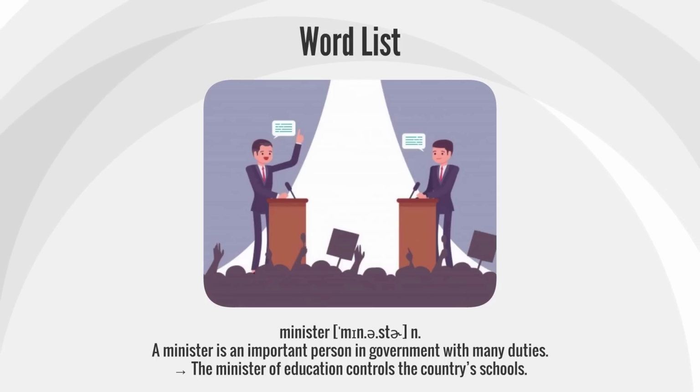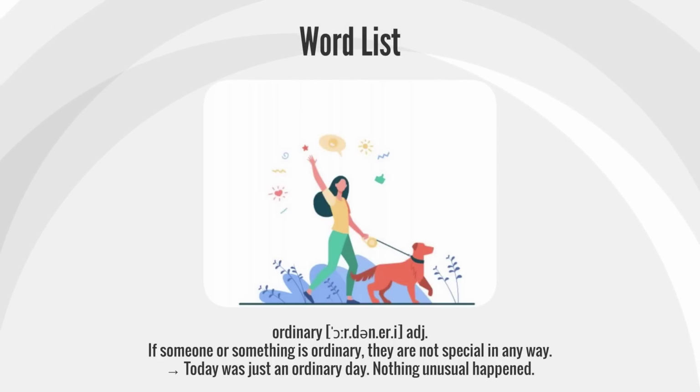Minister. A minister is an important person in government with many duties. The Minister of Education controls the country's schools. Ordinary. If someone or something is ordinary, they are not special in any way. Today was just an ordinary day. Nothing unusual happened.